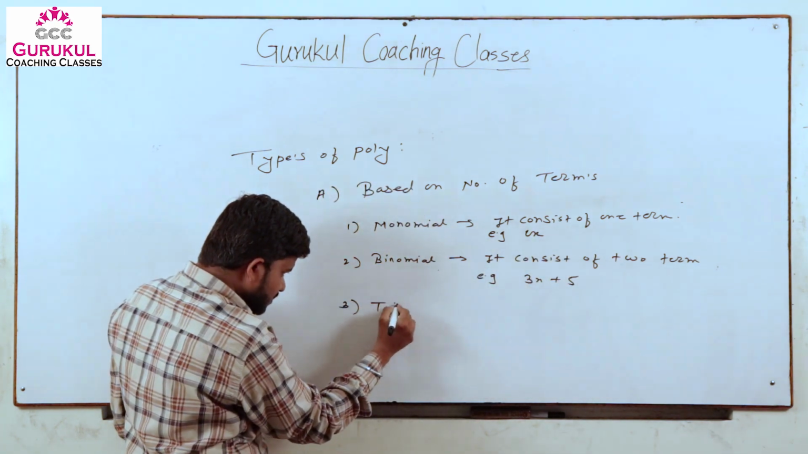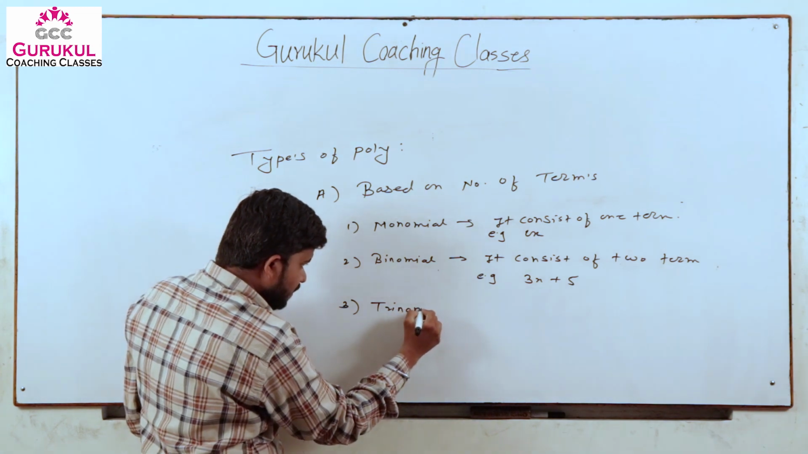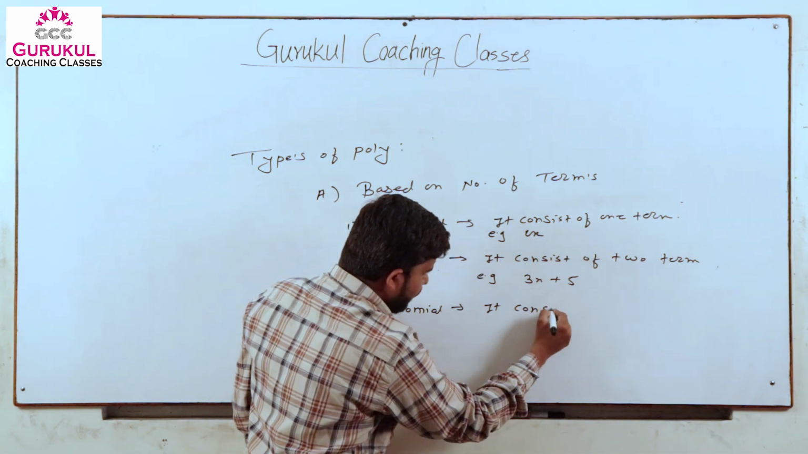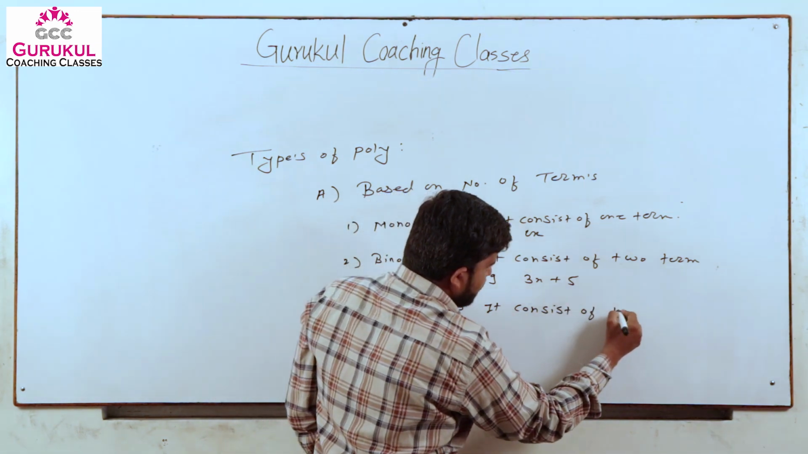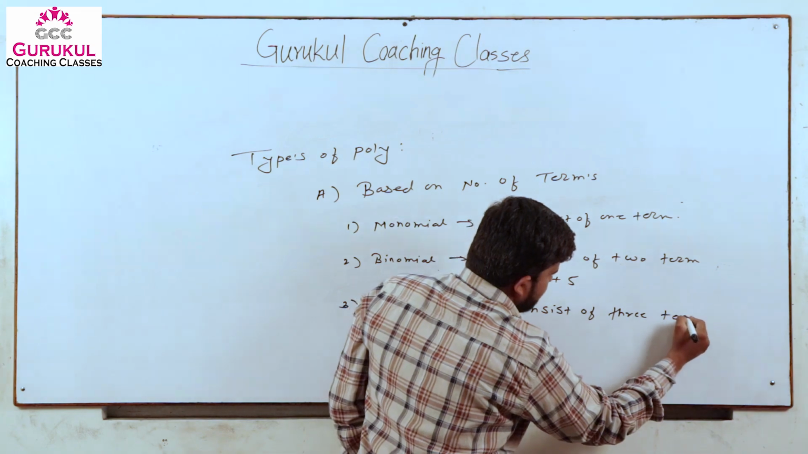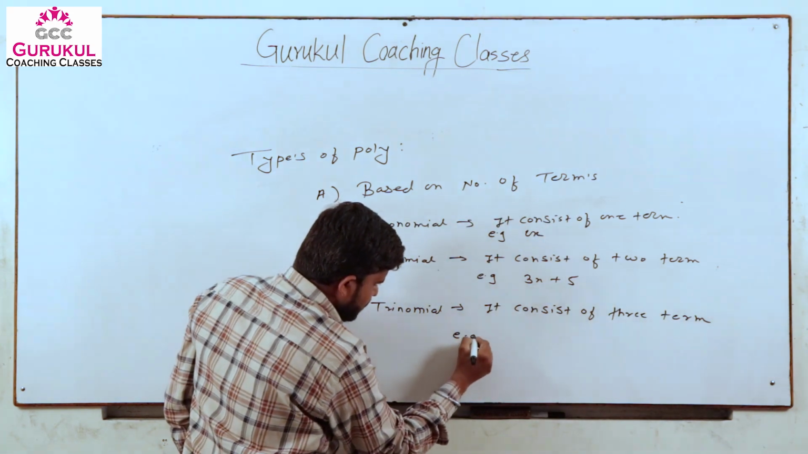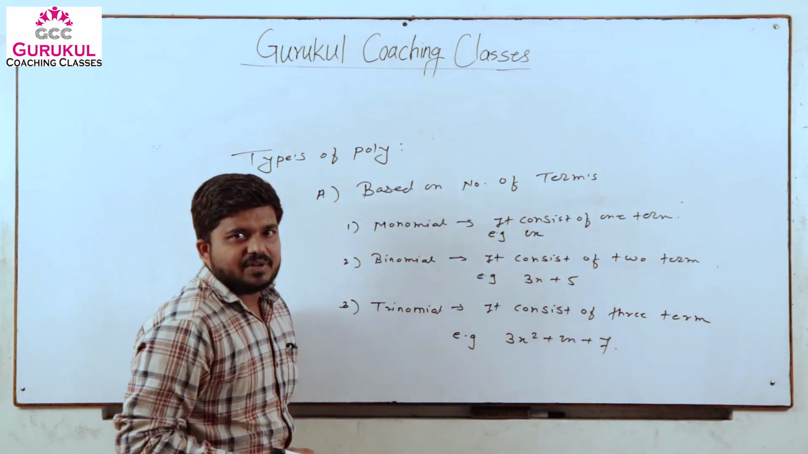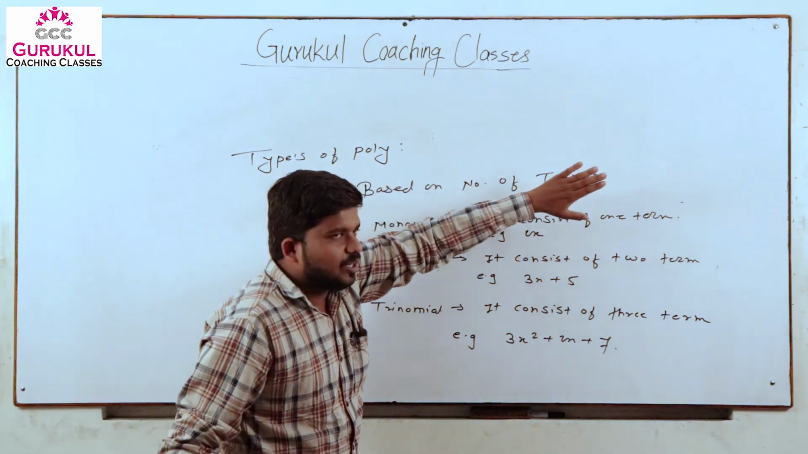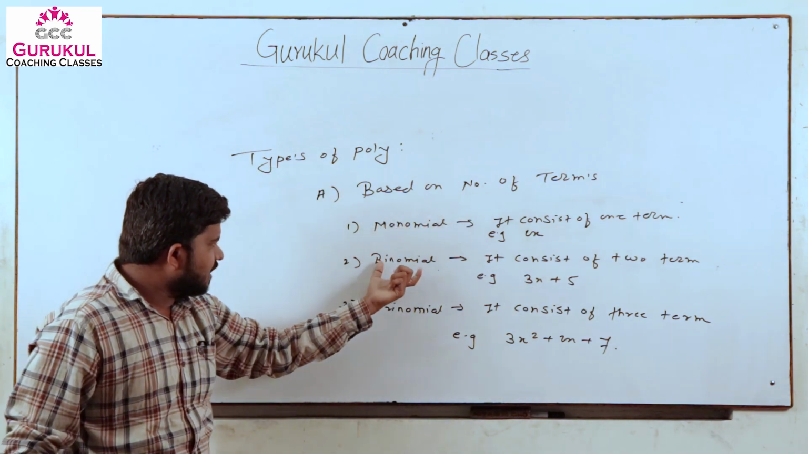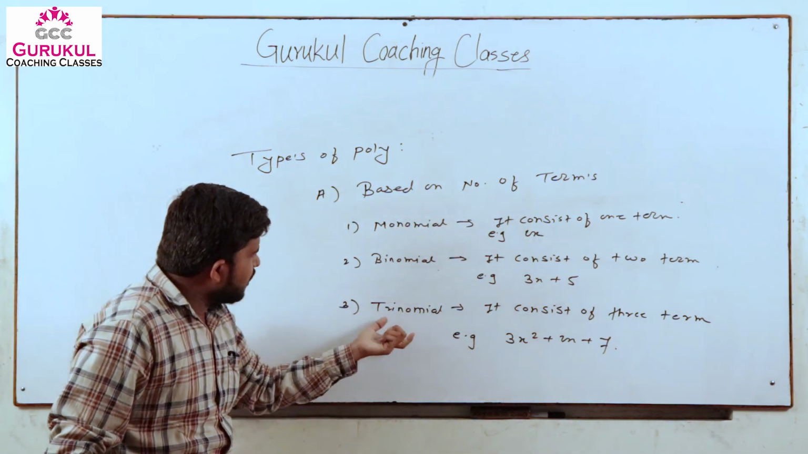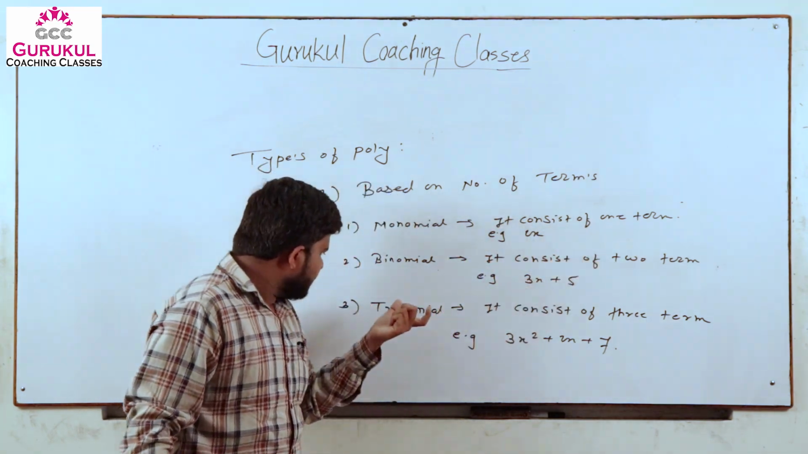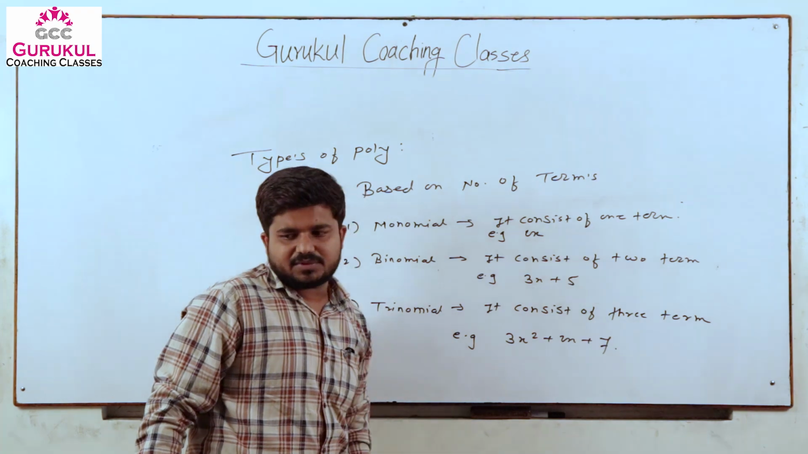And the third one is trinomial. It consists of three terms. For example, 3x square plus 2x plus 7. These are types based on number of terms. First monomial, second binomial, third one is trinomial. Monomial consists of one term, binomial consists of two terms, and trinomial consists of three terms.